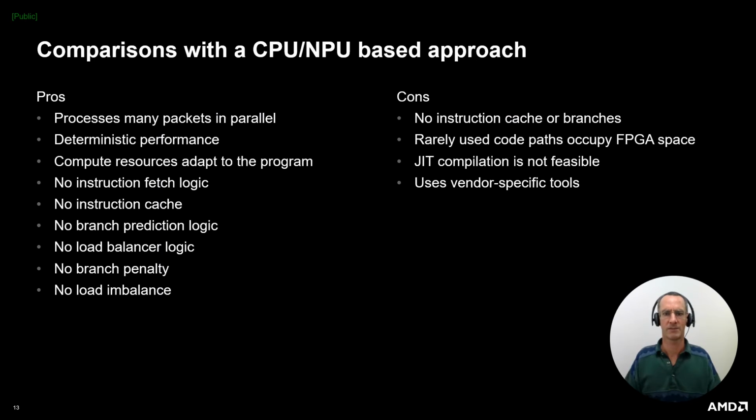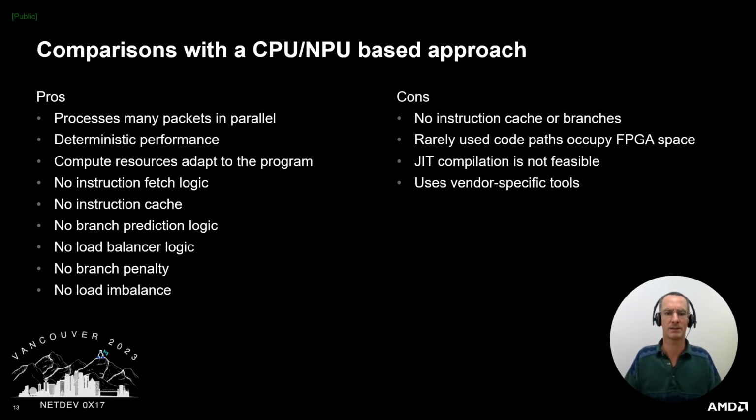There are several advantages to our approach. First, we can process many packets in parallel, accepting and producing one packet word per cycle in the best case. The fact that there's dedicated hardware to handle the packets means the performance will be deterministic. The bottleneck will be the bandwidth of the packet bus or the access rate of one of the maps. An important point is that we adapt the compute resources to suit the program.